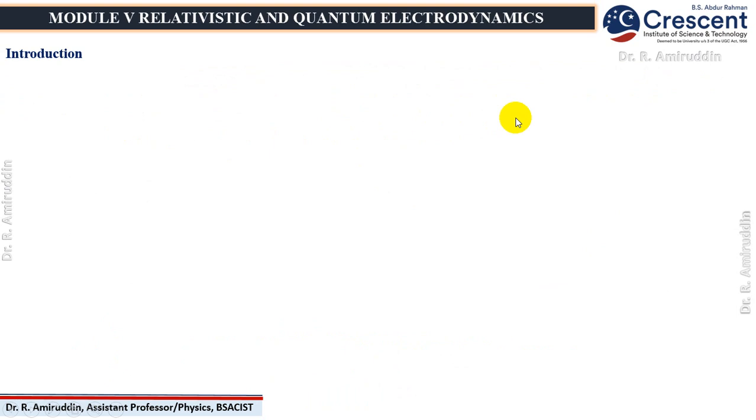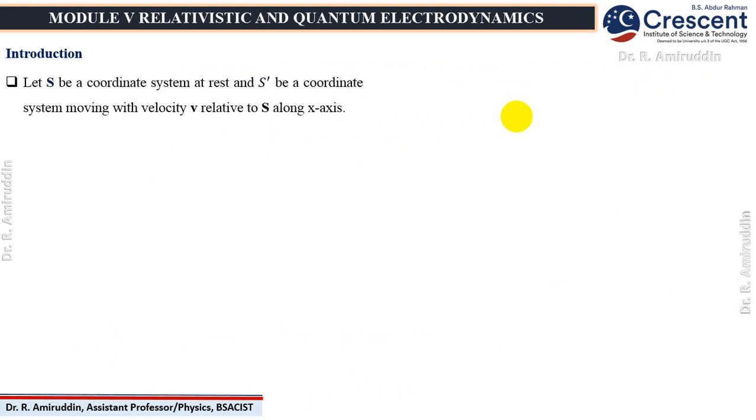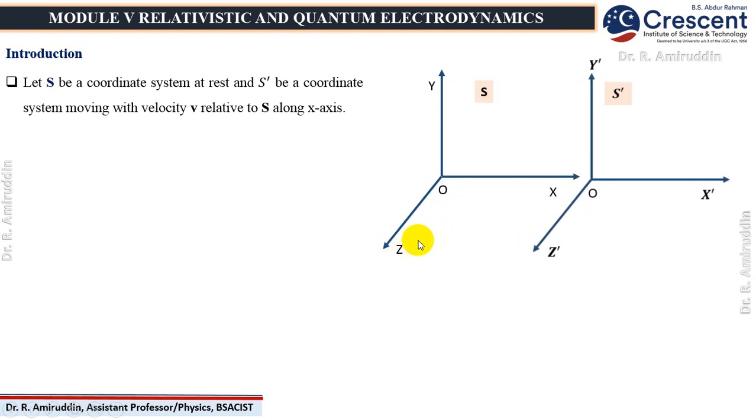To begin with, let us start with the basic understanding. Let us consider a coordinate system which is at rest. Let us label it as S, placed at three coordinates x, y and z. Let us assume one more coordinate system S prime which moves with a velocity v along the x-axis.